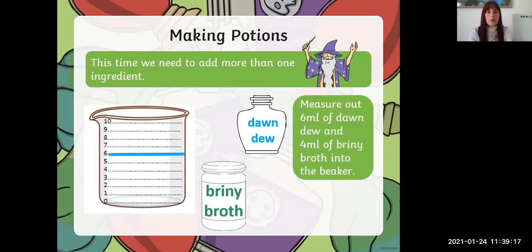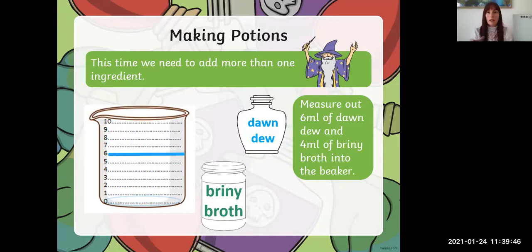So we'll start with our 6 millilitres of Dawn Dew. We're back to our scale showing every number, look. Dawn Dew, 6 millilitres. Now with my 4 millilitres of briny broth, I want you to imagine that this is full up with Dawn Dew up to the 6 millilitre mark. All of that is full of liquid already. So am I going to do my 4 millilitre line here at 4 millilitres, or am I actually adding that briny broth on top? Imagine it's already got water in.